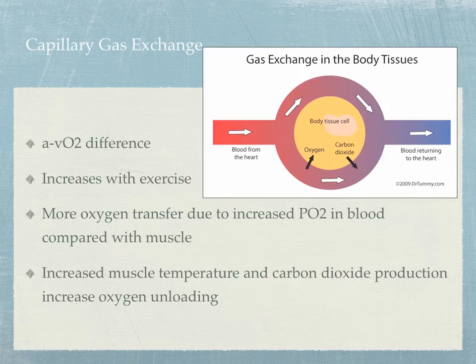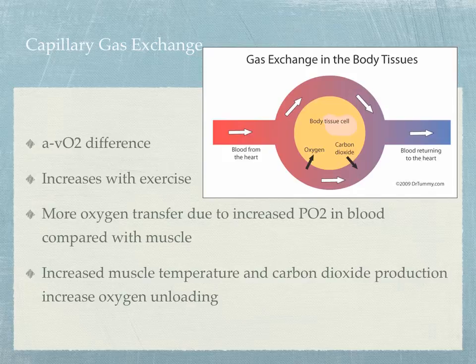So we have something called AVO2 difference, or arterial venous oxygen difference, and that's where we look at the oxygen content in arterial blood compared to the oxygen content in the venous blood. And so when we have more diffusing of oxygen into the muscle from the blood, we're going to have a greater AVO2 difference. And that's what we see with exercise. We see more oxygen being extracted from the blood into the muscle. And then that oxygen can go into the mitochondria to produce ATP for muscular contraction.